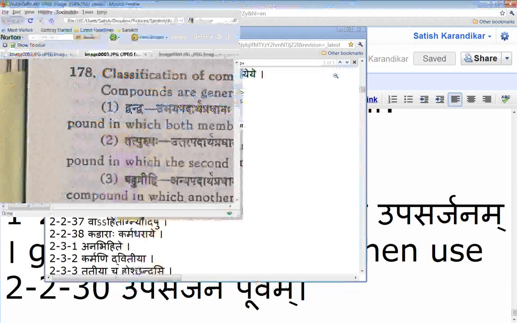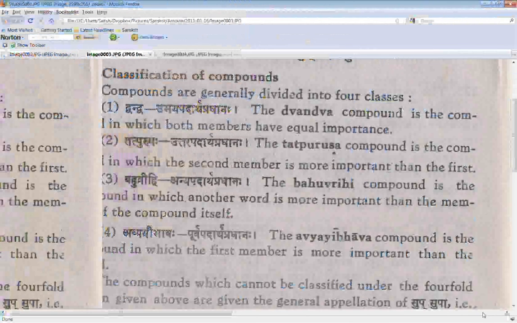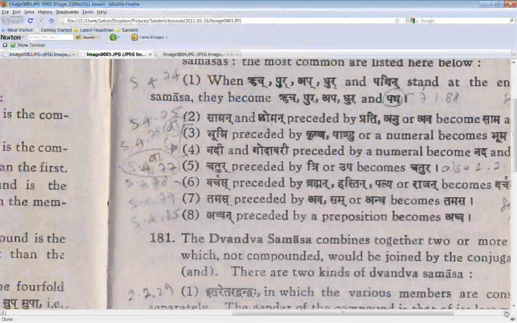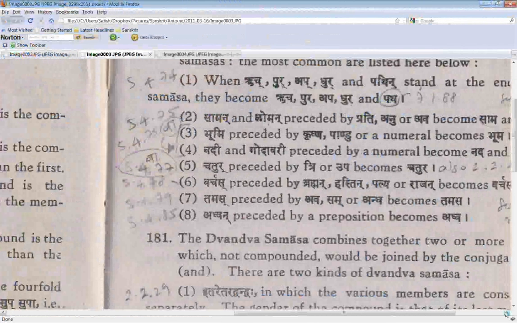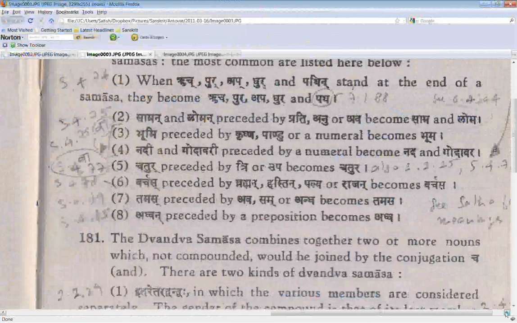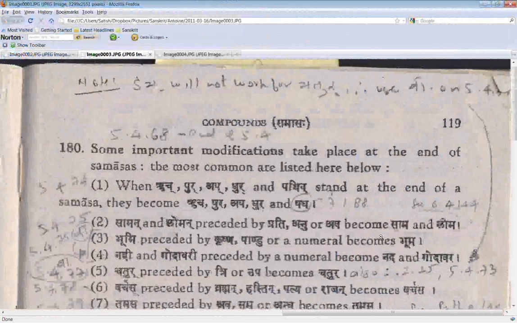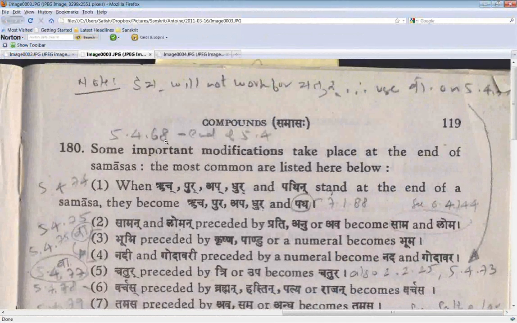But we can refer to it right now. Next page, in fact, I don't know why, but in this book, he has done one thing, that he is jumping to this Samasanta Prakriya, which is from 5.4.68 to the end of 5.4. Is this what happens at the end of the compound? This is to be contrasted with 6.3. So keep these two very clear in your mind.